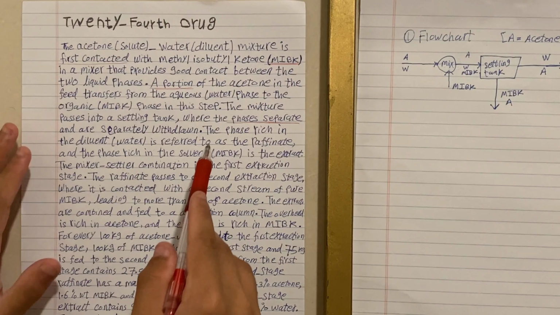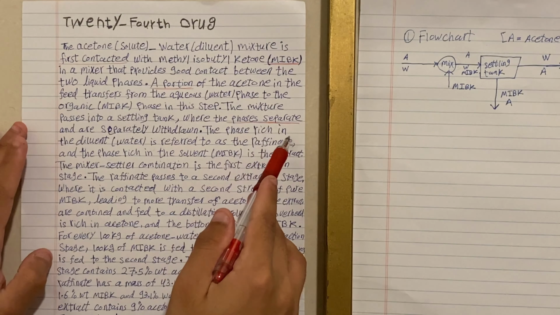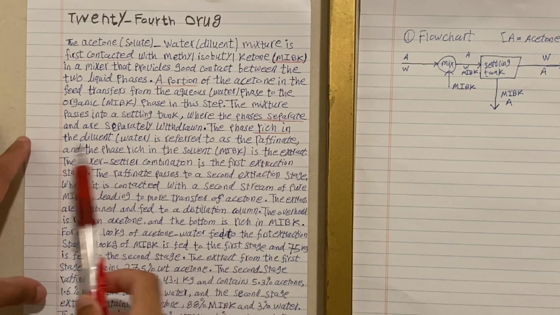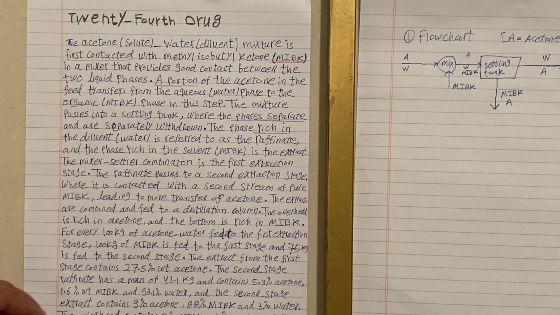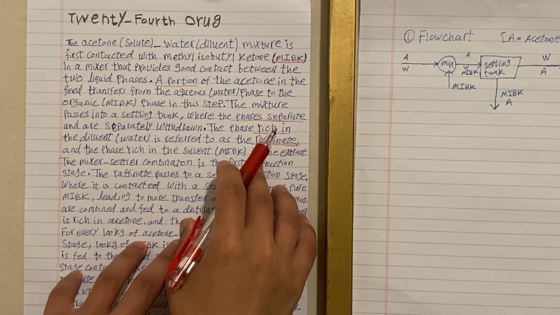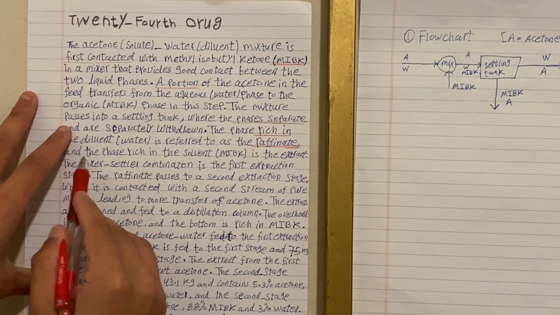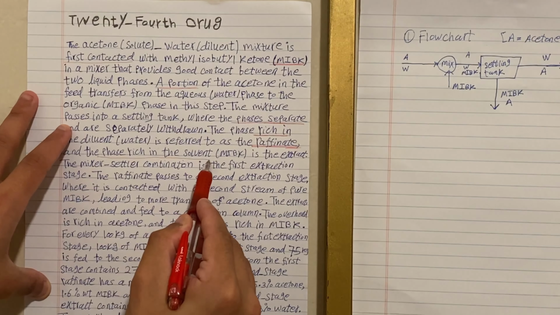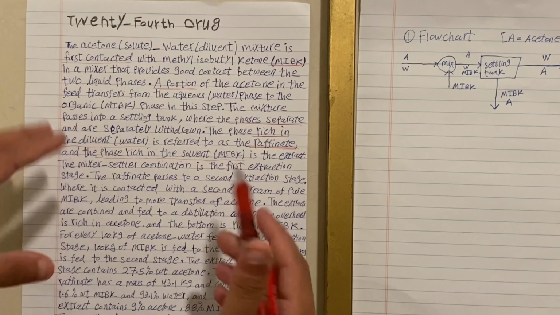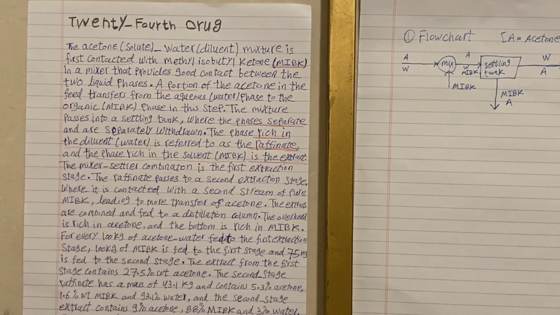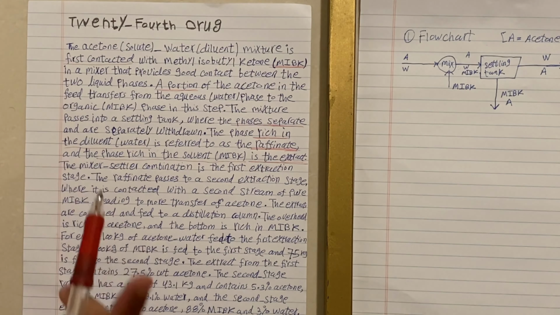Another keyword, the phase rich in, which means has a lot of, and in this case rich in the diluent, which is the water. We will call it raffinate, a term we use when the diluent concentration is high. On the other hand, the phase rich in the solvent, which is the MIBK, when you have a lot of solvent, will be called the extract, as you will see later on in the separation course. Now, this is what we care about.